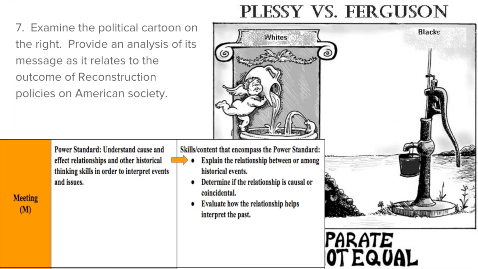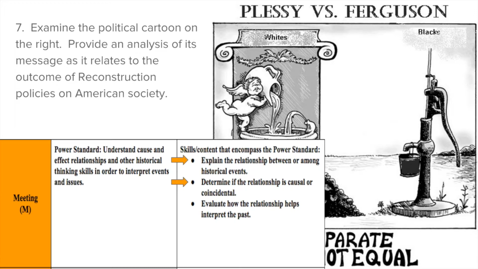First, students will need to explain the relationship between or among historical events. In this question, students will need to explain how the period of Reconstruction and the Supreme Court case Plessy v. Ferguson are related to each other. Second, students will need to determine if this relationship is causal or coincidental.